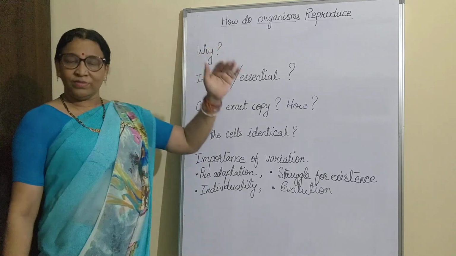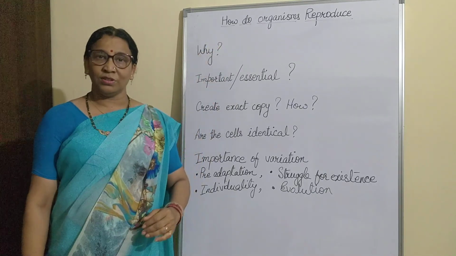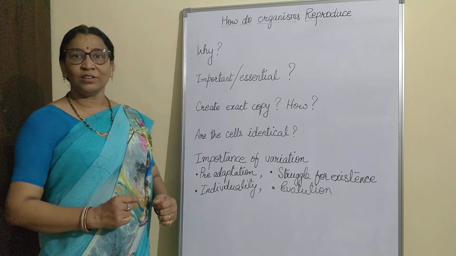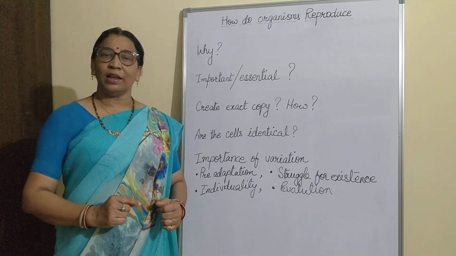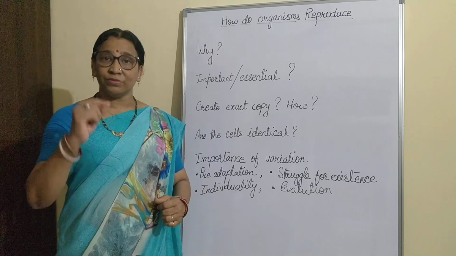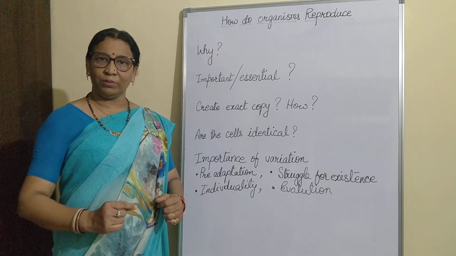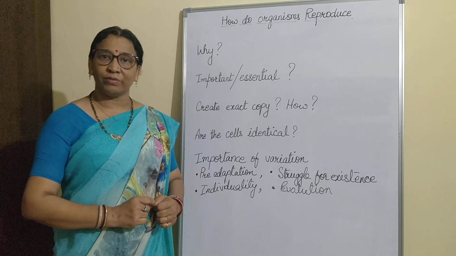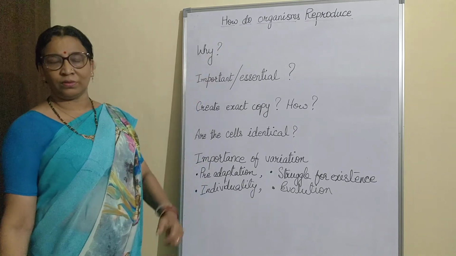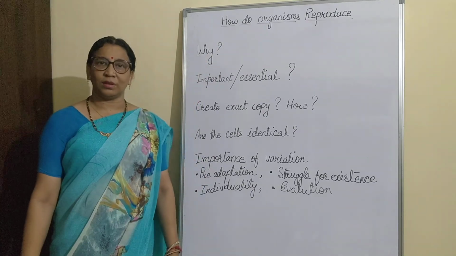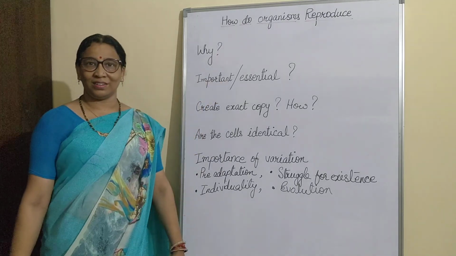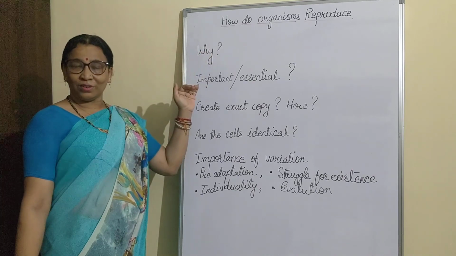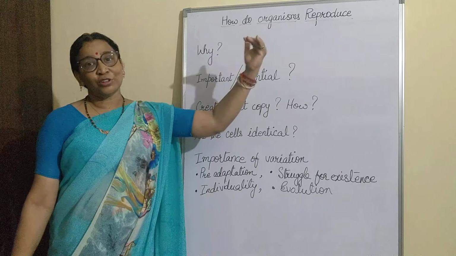Now, you have studied that nutrition, respiration, circulation, excretion, they are essential. Without that, life cannot survive. It is very essential. Any one of them, if it is missing in one individual, the organism will not survive. But in case of reproduction, it is not an essential process, but important. Why? Because through reproduction, the species can continue.